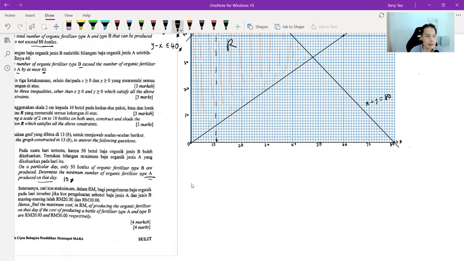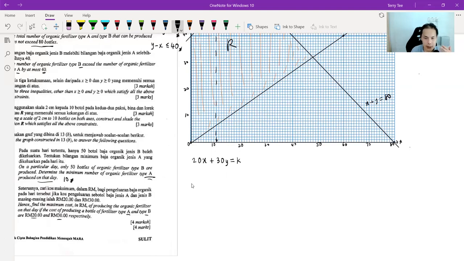Next one. Find the maximum cost of producing the organic fertilizer on the day if the cost of producing a bottle of type A and type B are 20 ringgit and 30 ringgit respectively. So this is where we have to use the objective function. Now we know if you produce one bottle, you have to pay 20 ringgit for x for this organic fertilizer A, right? So if you produce x bottles, it is 20x. If you produce type B, one bottle is 30 ringgit. You produce y bottles, it is 30y. And this is now k, right?